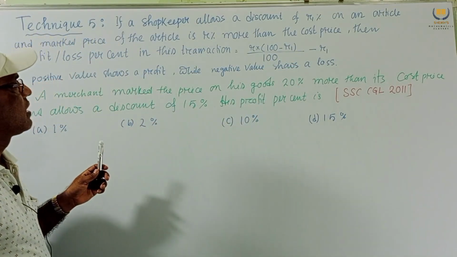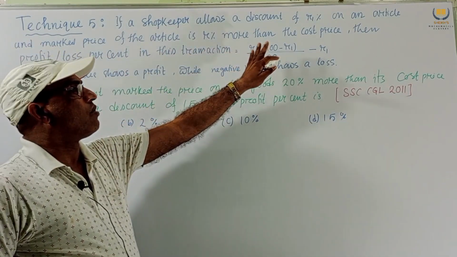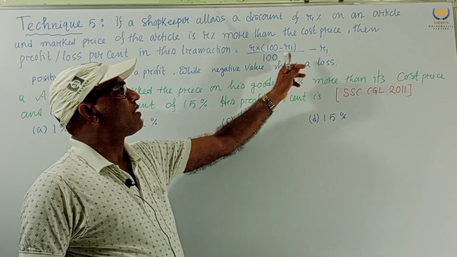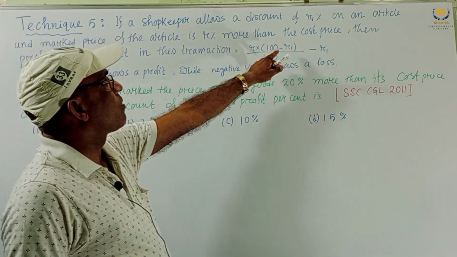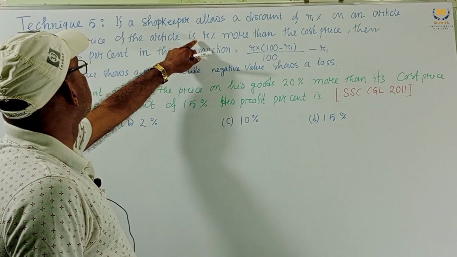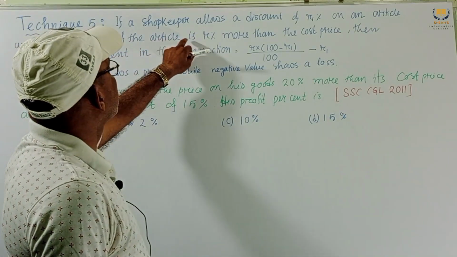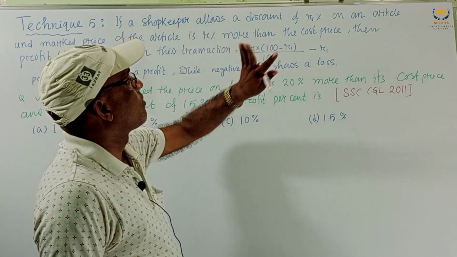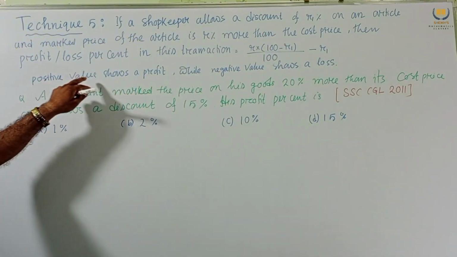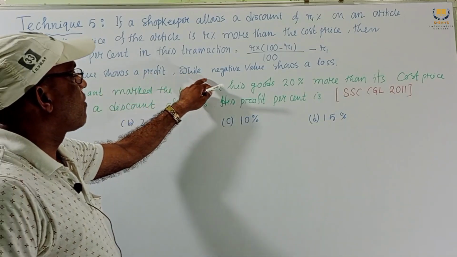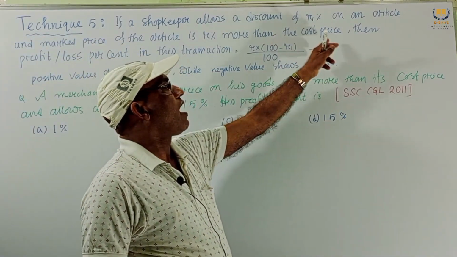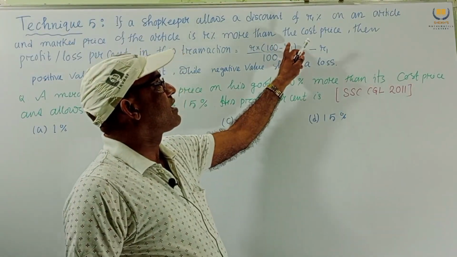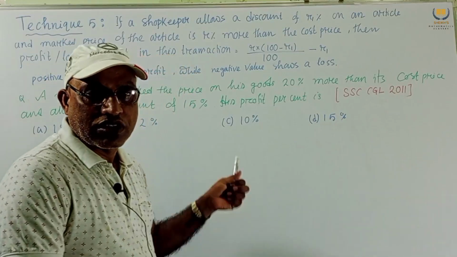So this is our formula. It may be a profit or it may be a loss. Then the formula is R into (100 minus R1) by (100 minus R1). So this R1 means discount, and this R means the mark price of the article is more than the cost price. Positive values show a profit, while a negative value shows a loss. If after calculation you get a positive value, then this will be profit, and if it is a negative answer, then we get a loss. So this is the formula.